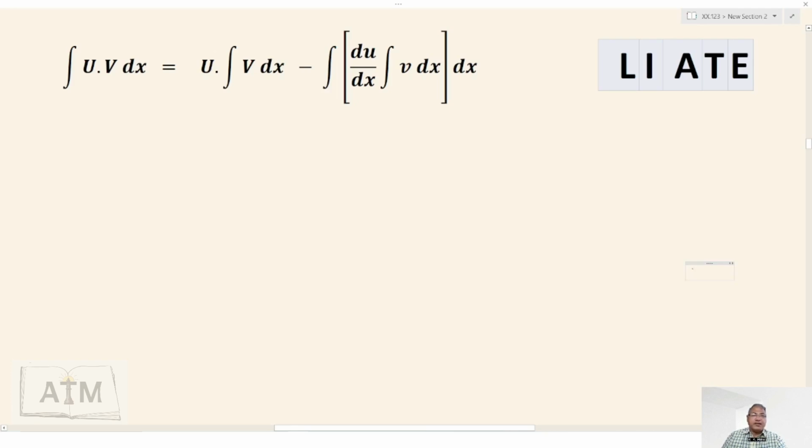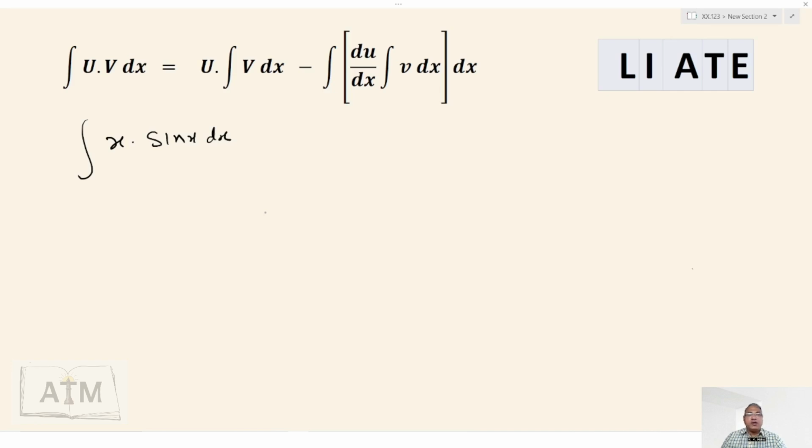First of all, let us understand how to select u and v. For example, suppose we have integration of x into sin x with respect to x. There are two functions. First is x, second is sin x. If sin x is written first or x is written first, that doesn't make it u. So u and v are selected only on the basis of the LIATE rule. Who is written first is not always u, and who is written later is not always v.